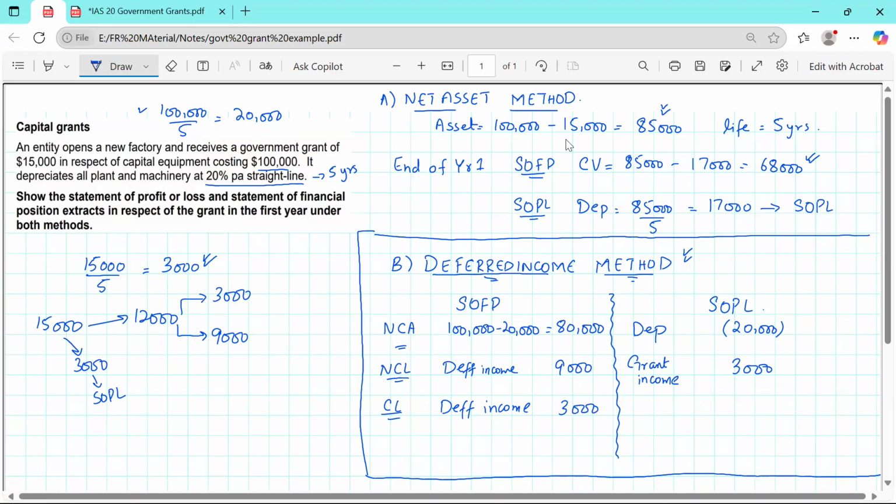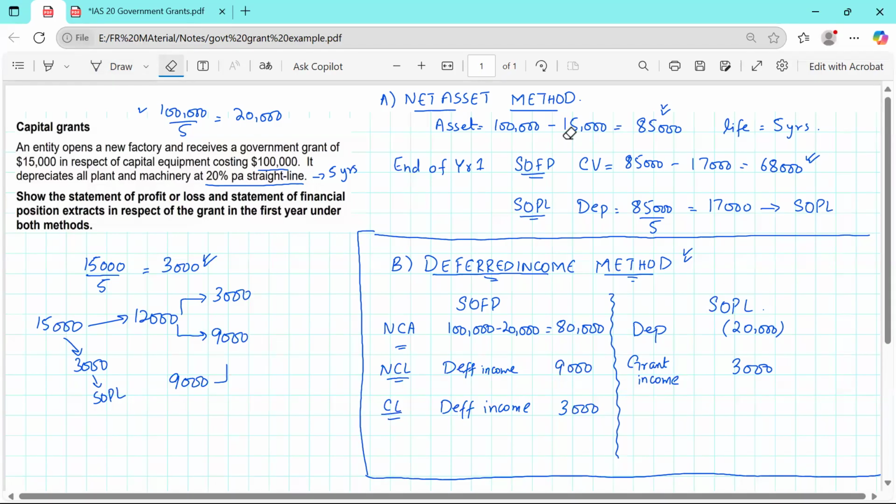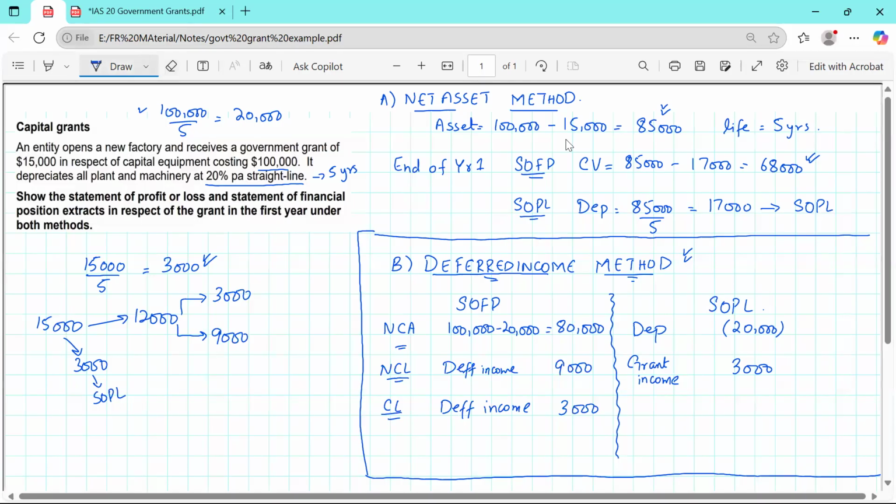Now, when the next year comes, the second year, you are going to take 3,000 more to the P&L, and then how much balance would be left? Let's say it was the end of the second year. At the end of the second year, 9,000 would be there. 3,000 you would take to the SOPL, and the remaining you will divide amongst the non-current and current liability, and so on. So at the end of the 5 years, your liability will go to zero, and your asset will also go to zero. And you have recorded the income on a yearly basis. Got my point?